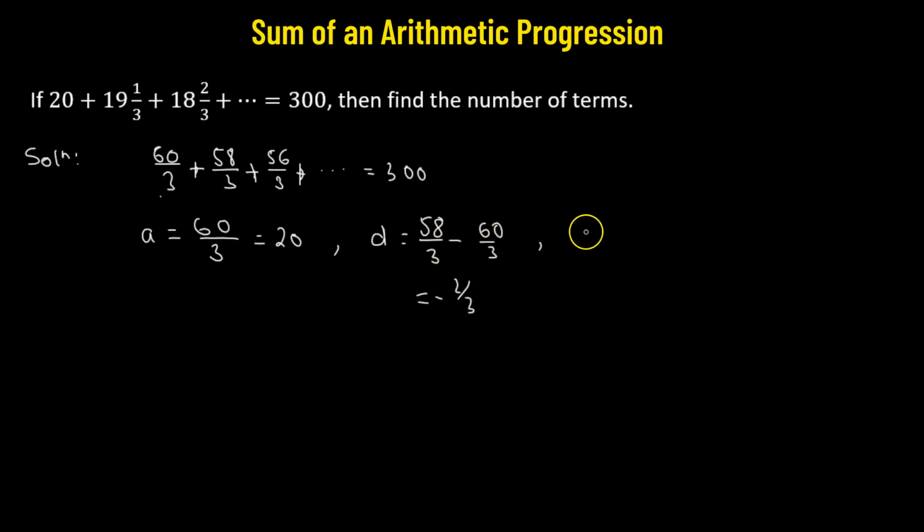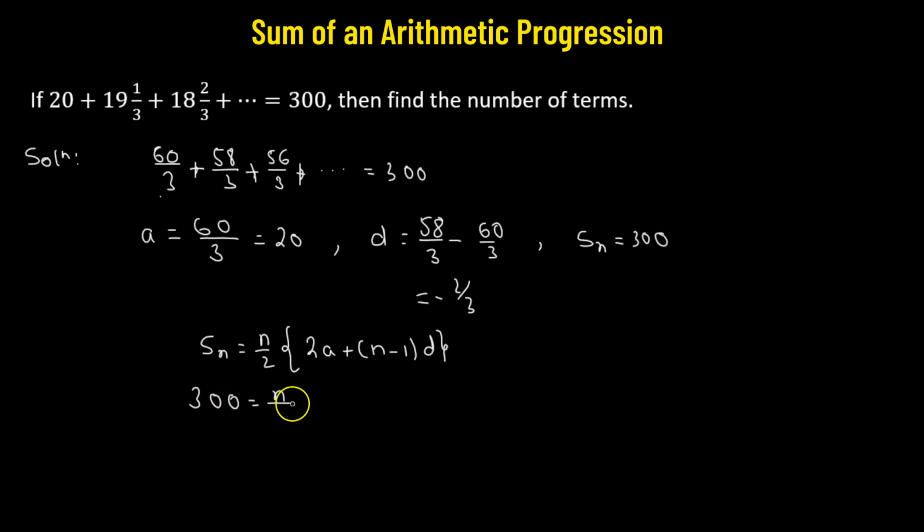Now, it's given here that the sum up to n number of terms has a value of 300. Now we're going to use the formula that Sn is given by n over 2 multiplied by 2a plus n minus 1 times the common difference d. So Sn is given as 300. So we have 300 equals n over 2 multiplied by 2 times a. So a is 20, so 2 times 20 is going to be 40, plus n minus 1 multiplied by negative 2/3.